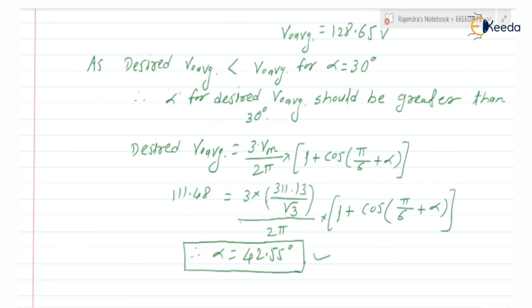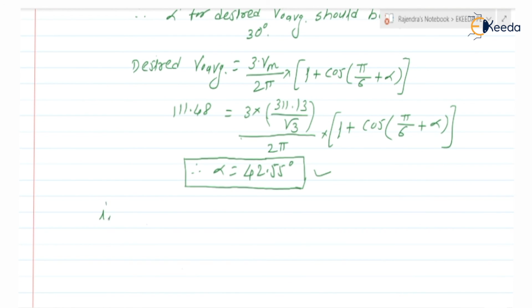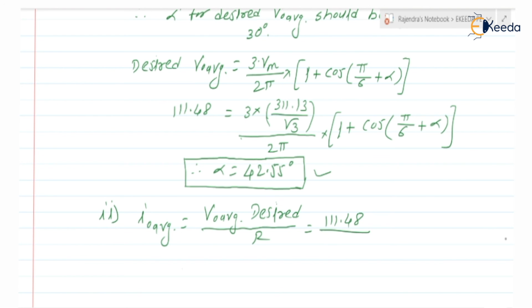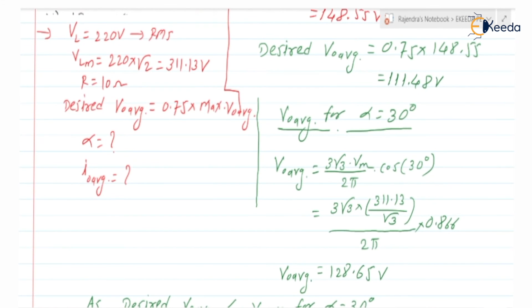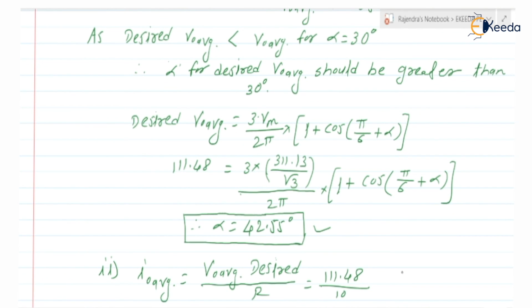Next, what is the second part? They have asked for I0 average. I0 average is equal to V0 average, but which V0 average do we need to take? It is the desired V0 average divided by R. So the desired V0 average is 111.48 divided by R, which is 10 ohm. So divided by 10, it is equal to 11.148, the final answer, right?